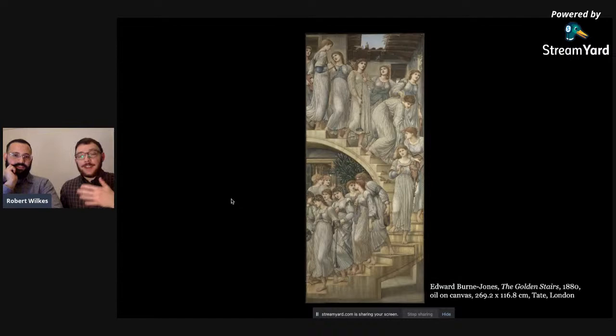And I mean, I've already, I think, gone over time, and there is a lot to have included, again, later in the 19th century, the style continued to adapt and change. And this is a notable painting by Burne Jones. Showing women ascending the golden stairs.